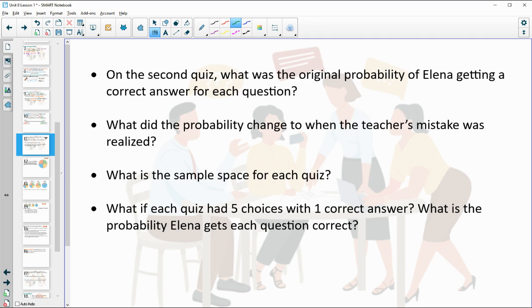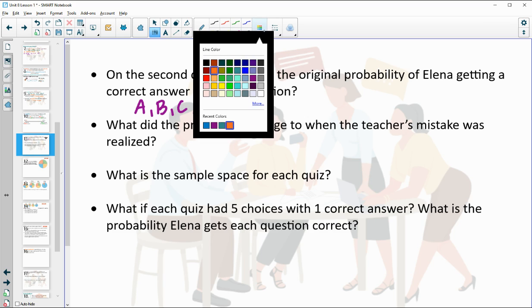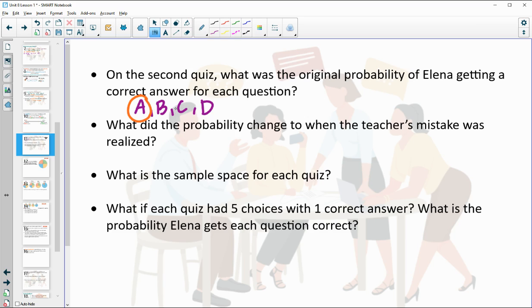So in thinking about probability then, on the second quiz, what was the original probability of Elena getting the correct answer? So this was the multiple choice quiz that had A, B, C, and D. So originally, there was one correct answer out of a possible 4. So 1 correct out of a possible 4, that would be a 25% chance, or a 0.25 probability. So as a decimal, that's 0.25. Thinking about it as percent, 25%.